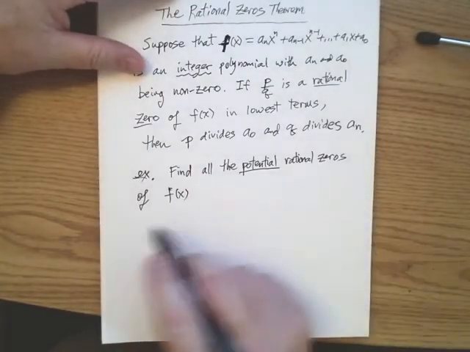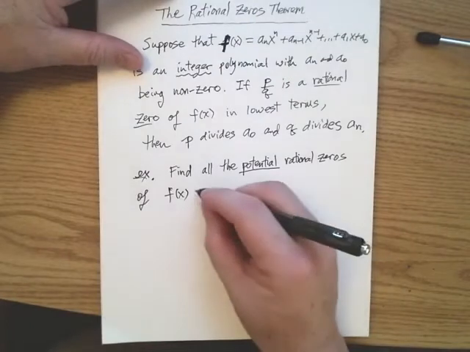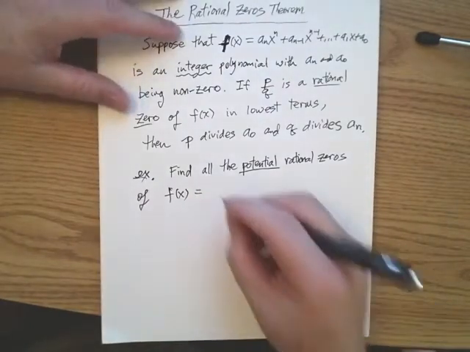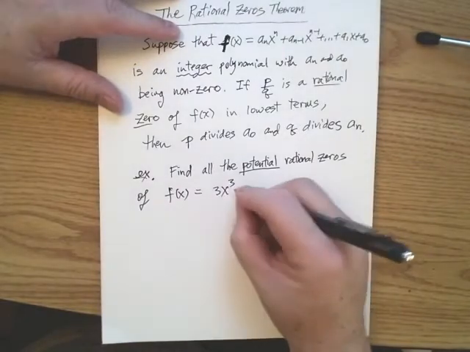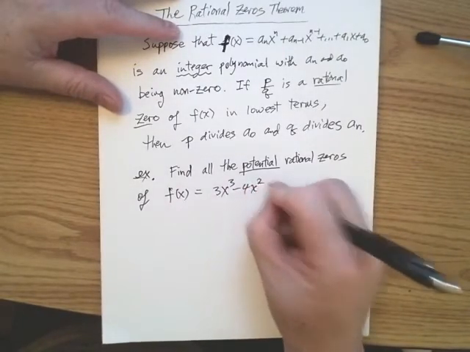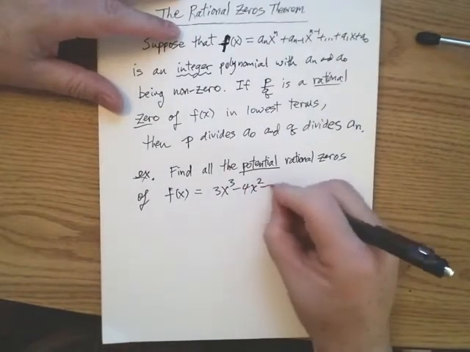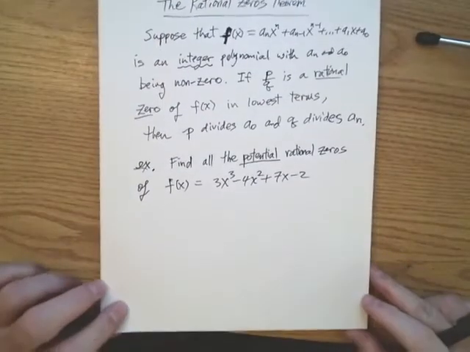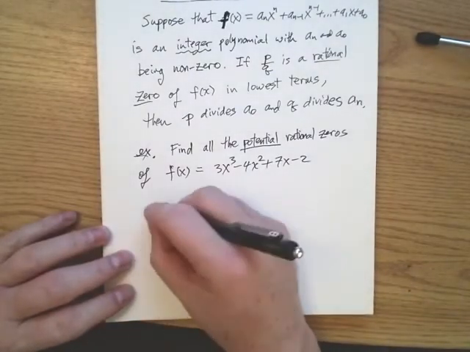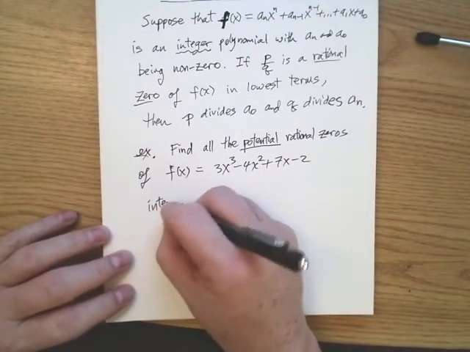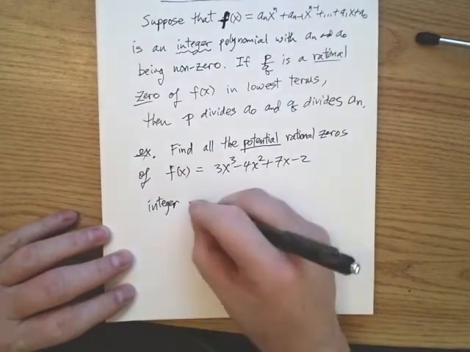Now, I'll show you the types of questions that we will be using these on for the exam. Find all the potential rational zeros of f of x equals, let's make one up here, 3x cubed minus 4x squared plus 7x minus 2. Okay? This is going to be a very easy question here. Now, I'm just going to say the integer factors. Later on, I'll probably just say factors, understanding they're integers.